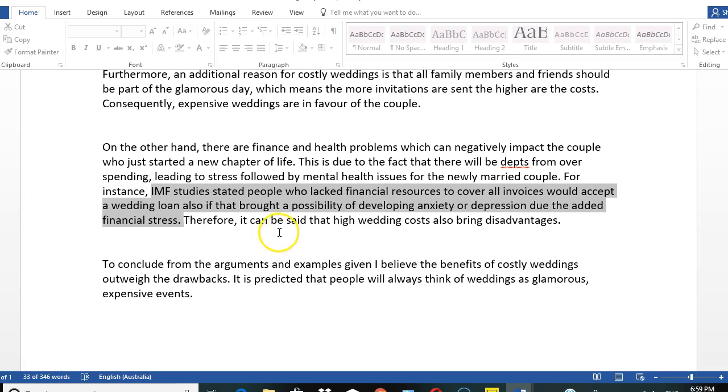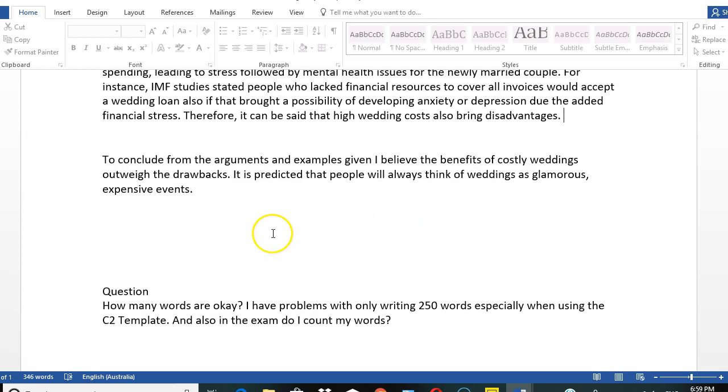I'm just trying to guess and deduce. Therefore, it can be said that high wedding costs also bring disadvantages. Yes, absolutely. Very nice concluding sentence. Yes. To conclude from the arguments and examples given, comma, I believe the benefits of costly weddings outweigh the drawbacks.